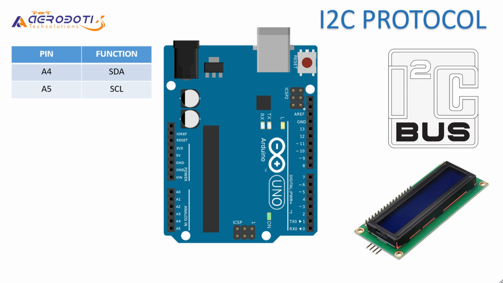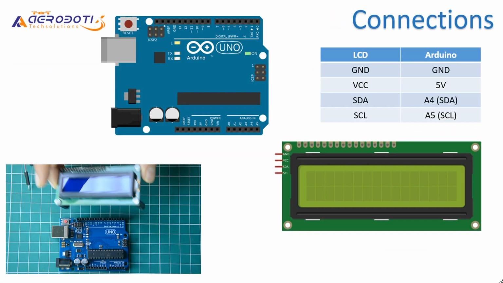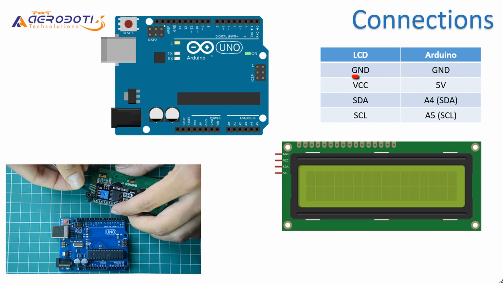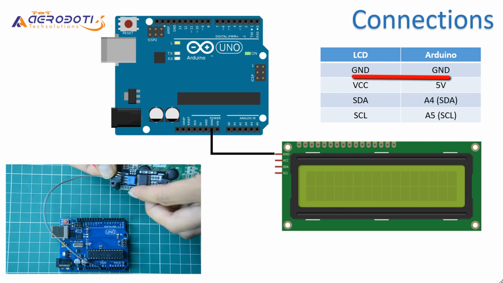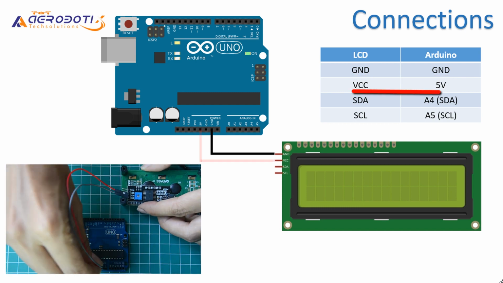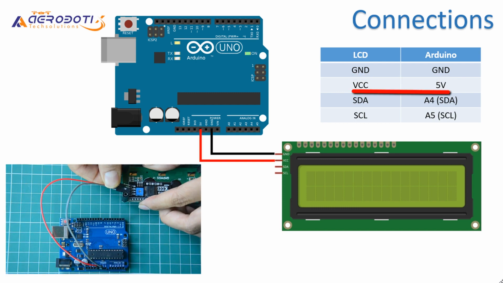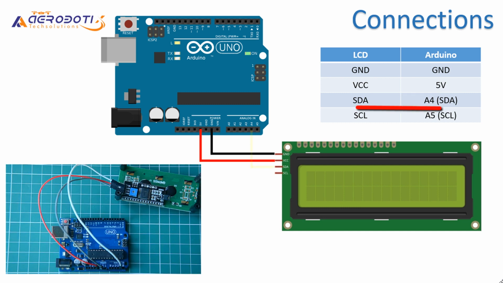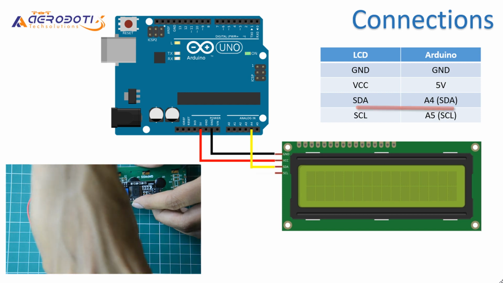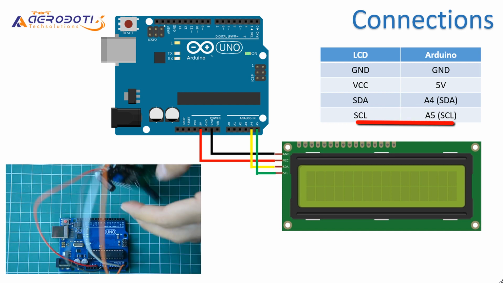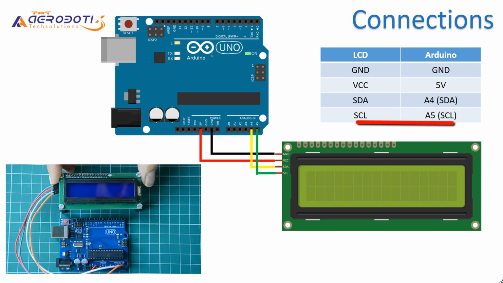So let's see the connections of the LCD and Arduino. The connection is now very simple and straightforward. Connect ground of the LCD to ground of the Arduino. Then connect VCC of the LCD to the 5V pin of the Arduino. Then connect SDA of the LCD to analog 4 pin of the Arduino. And then SCL pin of the LCD to analog 5 pin of the Arduino.